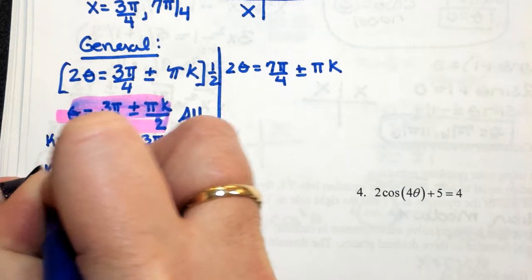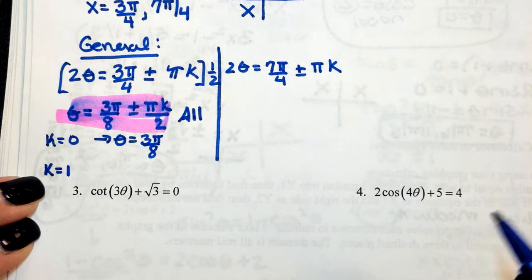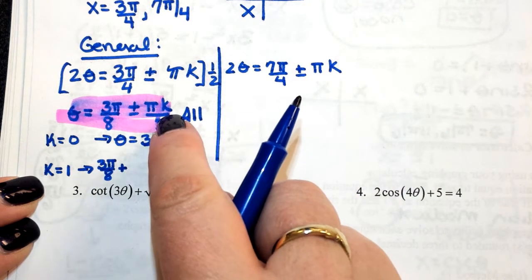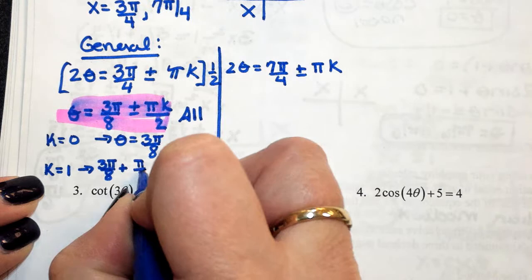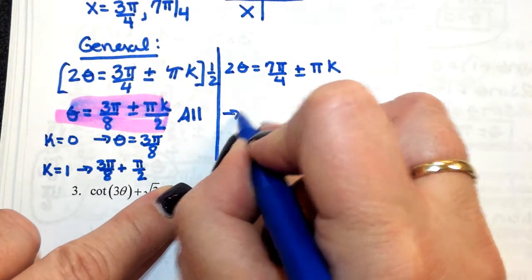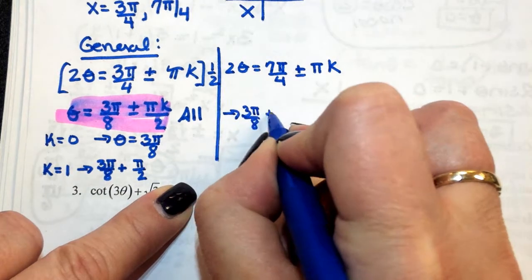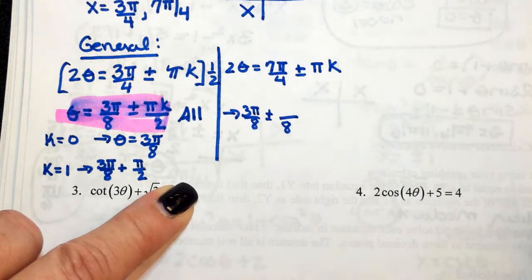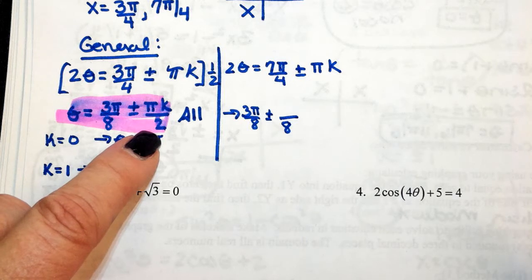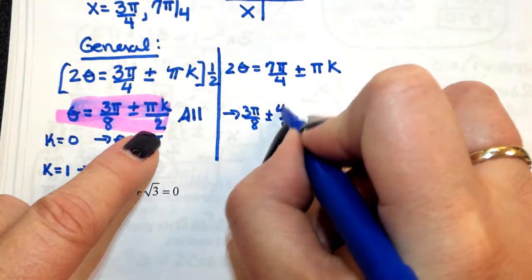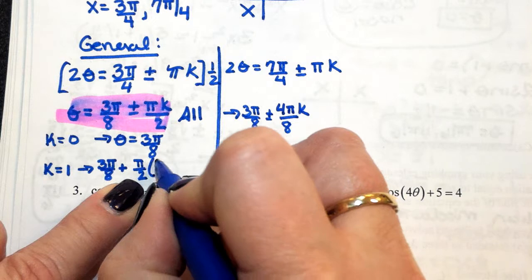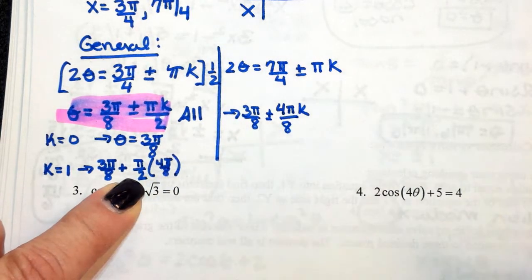Now plug in when k is equal to 1. So I have 3 pi over 8 plus pi over 2 times 1 is just going to be what? Pi over 2. Now, make your life easier. 3 pi over 8 plus or minus, again, get that common denominator. Don't keep on doing common denominators all over again. Pi over 2 is equivalent to what with a denominator of 8? 4 pi over 8. So when I plug in 1 for k, instead of writing pi over 2, it's actually 4 pi over 8 times 1, or just 4 pi over 8.